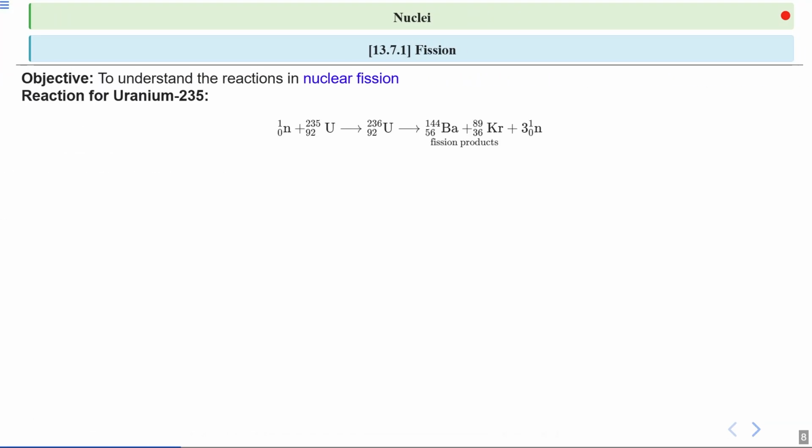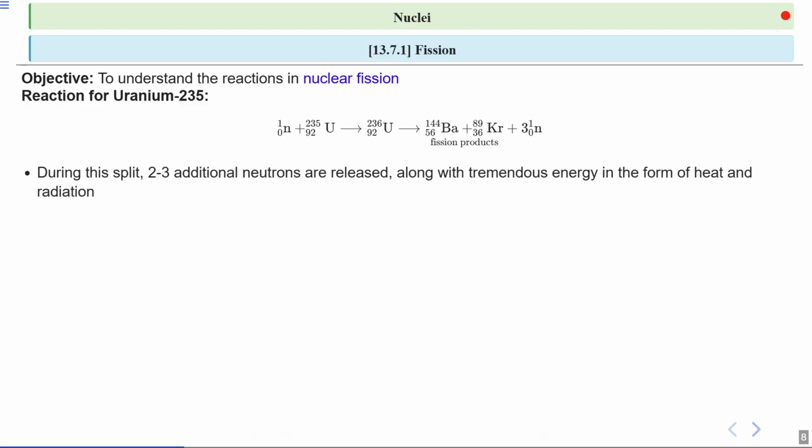Let's look at the main reaction for uranium 235 when a neutron, which we write as 1N, hits a uranium 235 nucleus. It forms uranium 236, which is unstable. This unstable nucleus then splits into two smaller nuclei, barium 144 and krypton 89, plus 3 more neutrons. During this splitting, or fission, 2 to 3 extra neutrons are released along with a huge amount of energy. This energy comes out as heat and radiation.